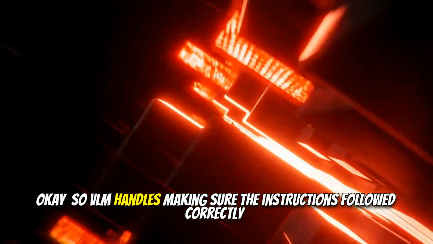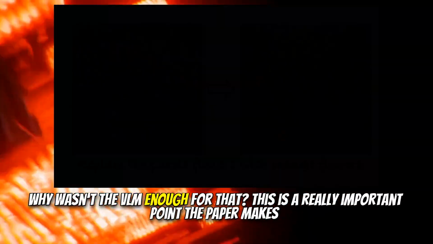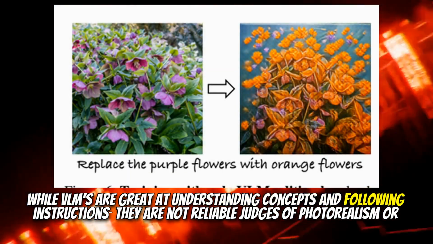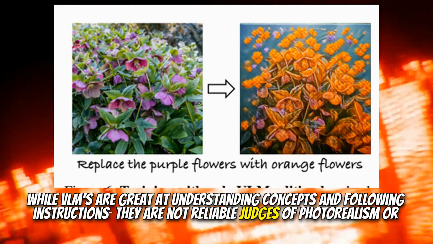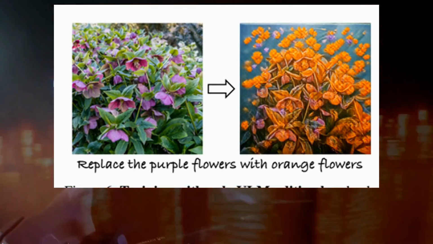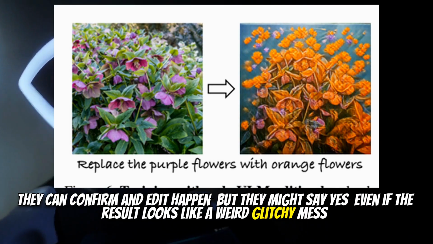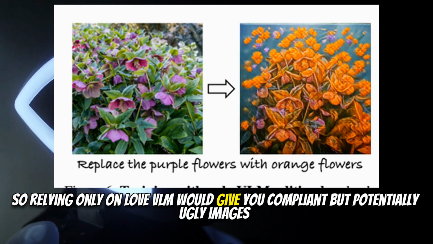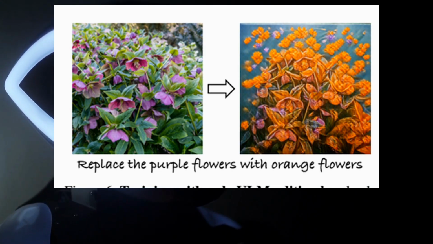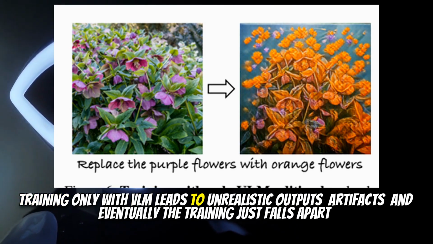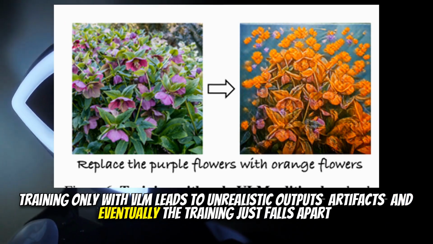Okay, so L_VLM handles making sure the instruction is followed correctly. But then there's the second problem, making sure the output looks real. Why wasn't the VLM enough for that? This is a really important point the paper makes. While VLMs are great at understanding concepts and following instructions, they are not reliable judges of photorealism or overall image quality. They can confirm an edit happened, but they might say yes, even if the result looks like a weird, glitchy mess. So relying only on L_VLM would give you compliant but potentially ugly images. Exactly. The ablations show this clearly. Training only with L_VLM leads to unrealistic outputs, artifacts, and eventually the training just falls apart.